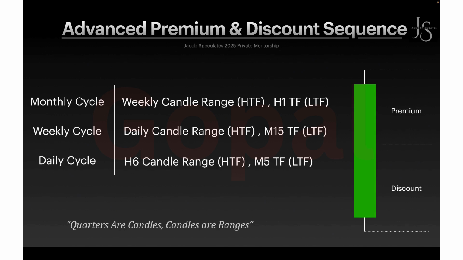So that entire weekly candle range, you would mark out the high and the low, and you would utilize that as premium and discount. Same goes for the weekly cycle. If you want to stay in tune with the weekly cycle, then a daily candle range would be your higher time frame premium and discount, and then you would use the 15-minute time frame as your lower time frame to navigate the weekly cycle. And the daily cycle, same thing, except you would use a 6-hour candle range as your higher time frame and a 5-minute time frame as your lower time frame. And quarters are candles, candles are ranges. So that is something for you to investigate.